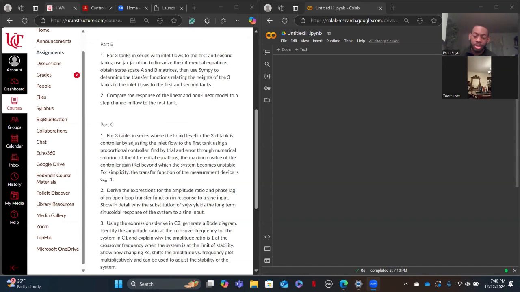And basically in this part, we derived the equation for how we find our height three for a drainage tank series if we use a proportional controller. So now we are putting what we derived into Python, and we're trying to find the maximum value for the controller gain, our KC, beyond which the system becomes unstable. So we're just trying to find what's our limit for KC in this case. Okay, so let's get started.